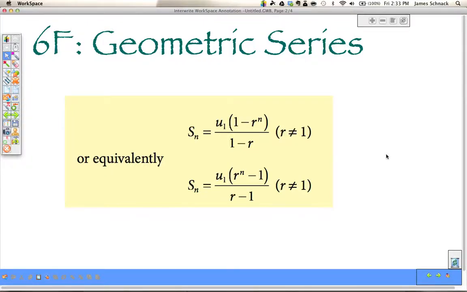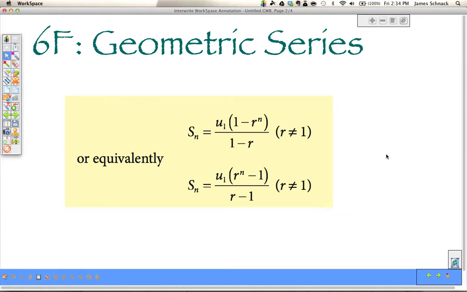Next piece of our journey into sequences and series is looking at the geometric series. In the previous video, we looked at the geometric rule for sequences, U1 times r to the n minus 1. It's a very quick, nice way to write a rule for something that's geometric, that is, something that has a common ratio.